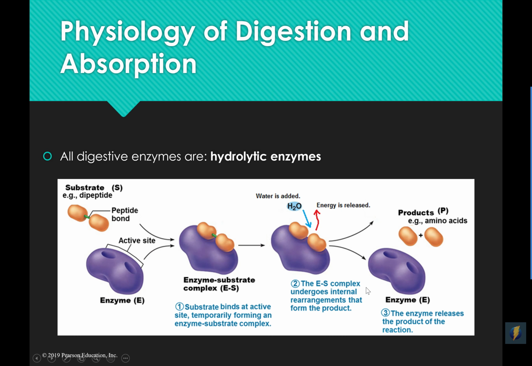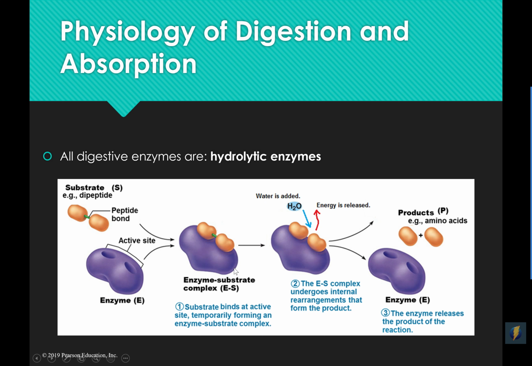So this is what that hydrolysis process looks like. Here we happen to see 2 amino acids, so we have a dipeptide. You can see the enzyme has a little active site for that particular substrate. They are all substrate specific, so a protein digesting enzyme would not be able to digest fats, for instance. But the substrate binds on to the enzyme.